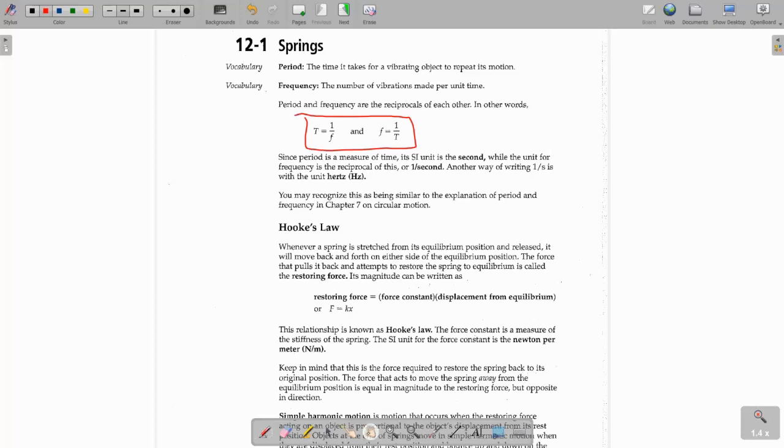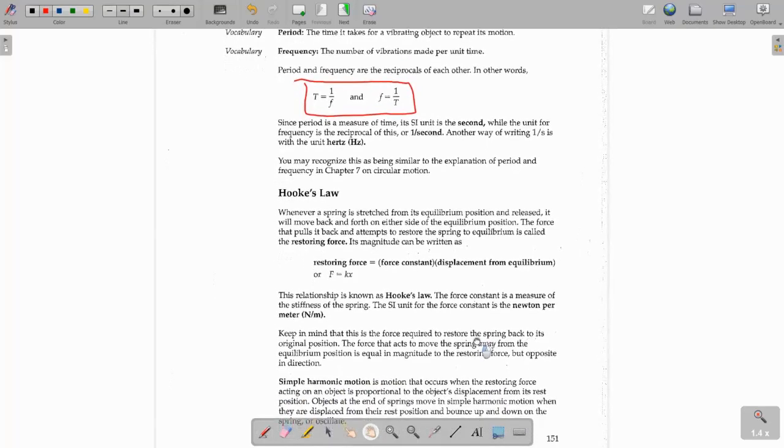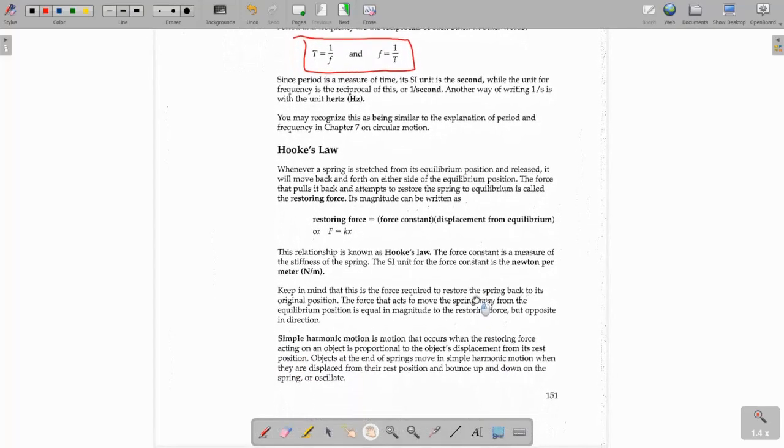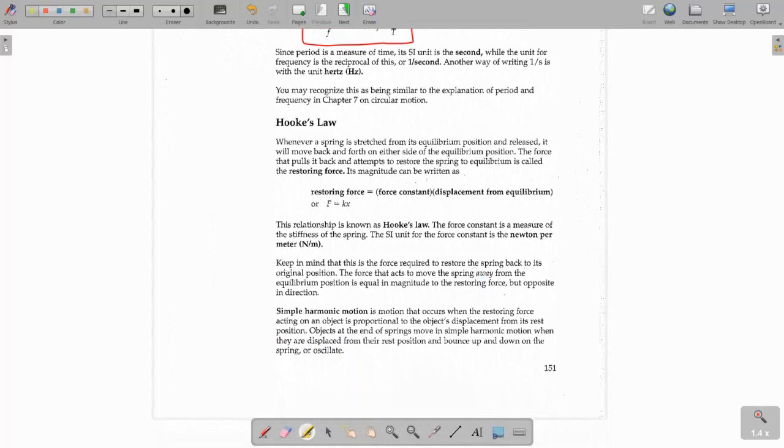Now, if you've done the spring notes, the spring discussion, then you've already been introduced to this next equation right here, F equals Kx. I'm going to make that a little bit bigger. F equals Kx. This is what's known as Hooke's law. And this is referring to the restoring force of the spring.